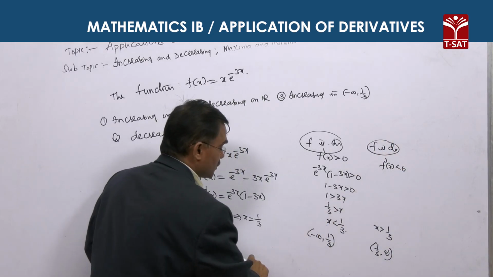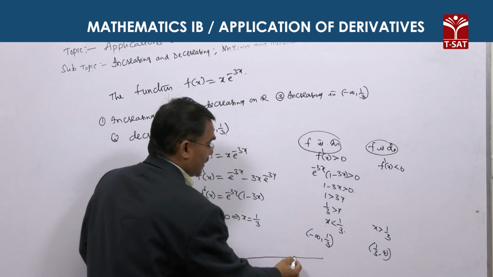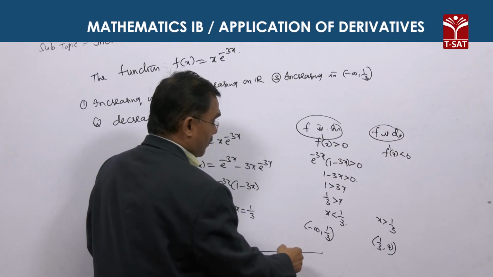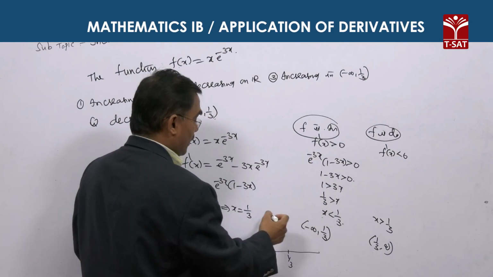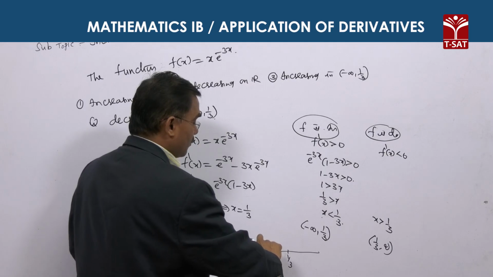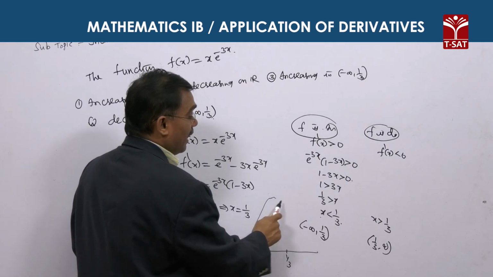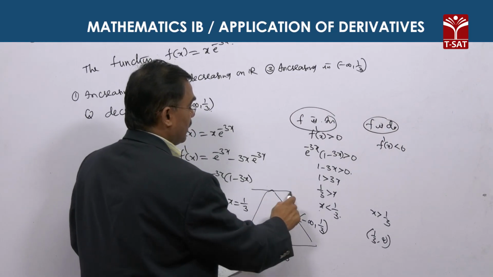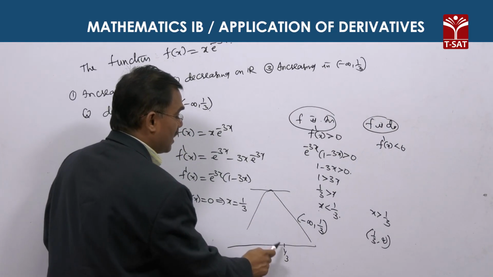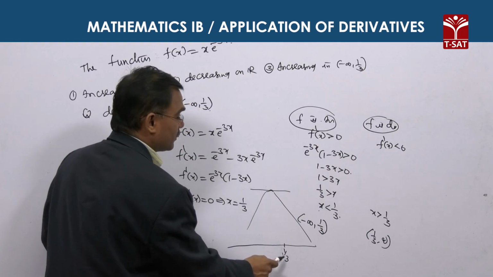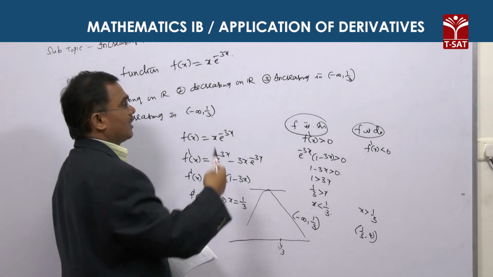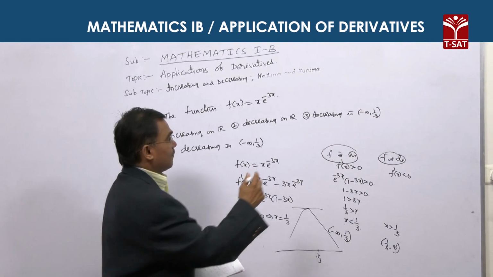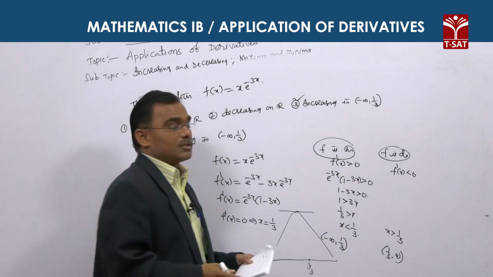Observe the coordinate system at 1/3. Minus infinity to 1/3 is an increasing function, and 1/3 to infinity is a decreasing function. From that, the function has its maximum value at x equal to 1/3, and the maximum value is f(1/3). That's why the answer is: increasing function in the interval minus infinity to 1/3 is the correct answer.